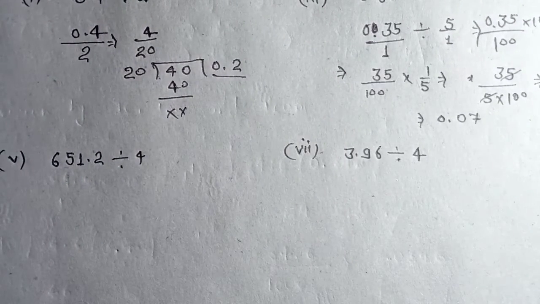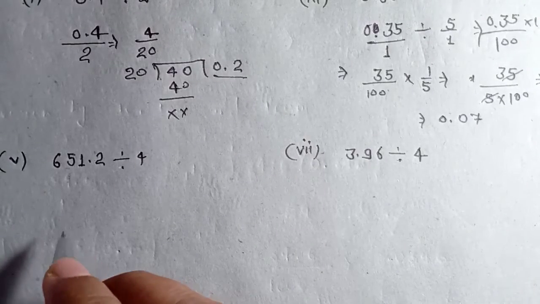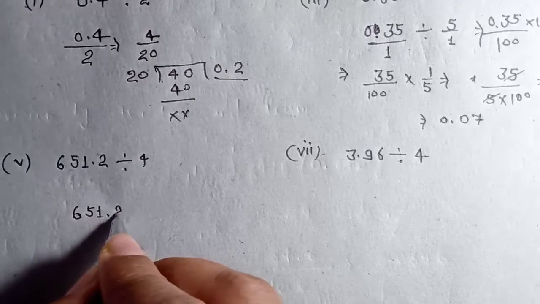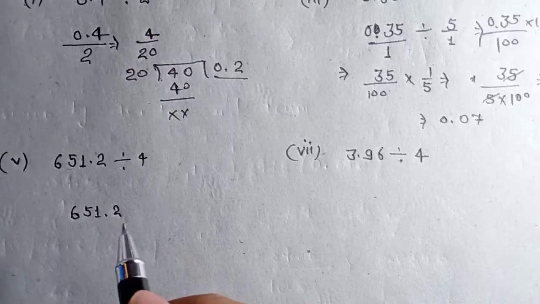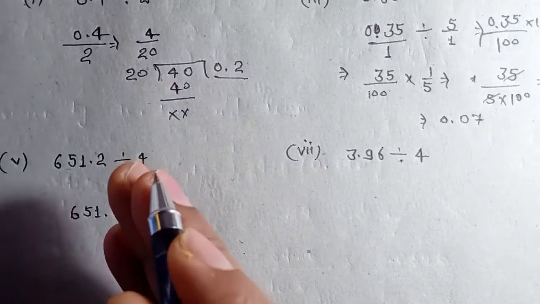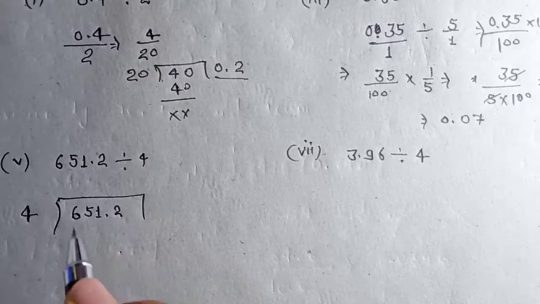If 651.2 is divided by 4, this is very simple and you all know how to solve this. You have been doing these things, so write here 651.2. Either you can remove the decimal sign, or you can convert it into a fraction first, but simply you can divide by 4. So divide by that method.